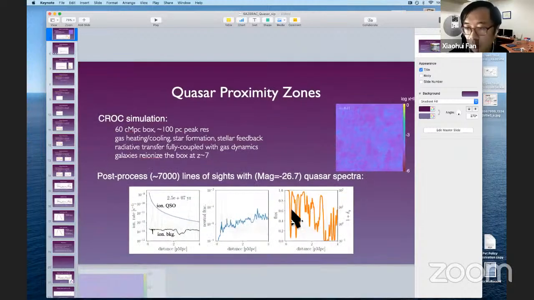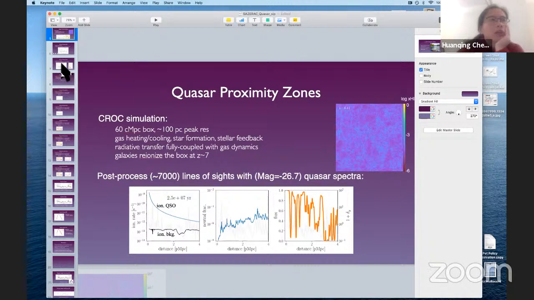Thank you. I have a quick question. In your recovery, you assume that you know exactly what the ionization flux for the quasar is, and also the outside UV background, is that right?